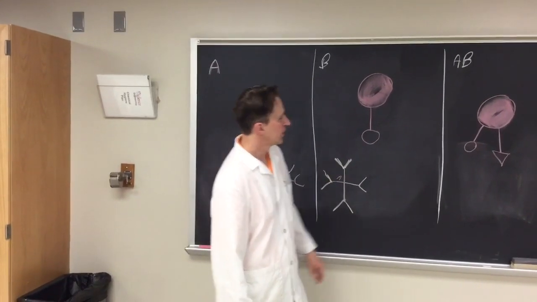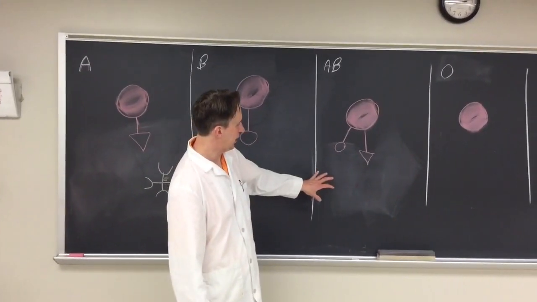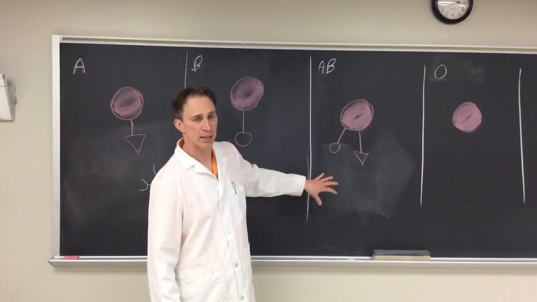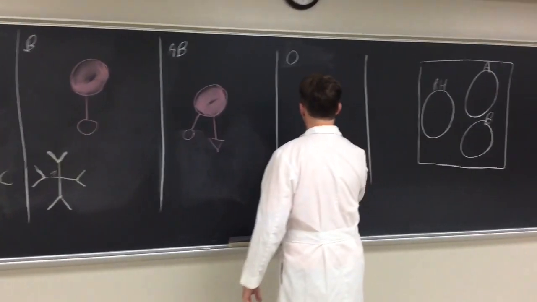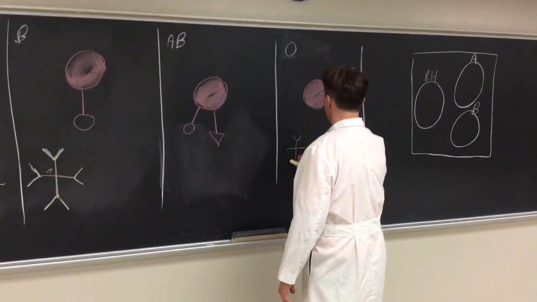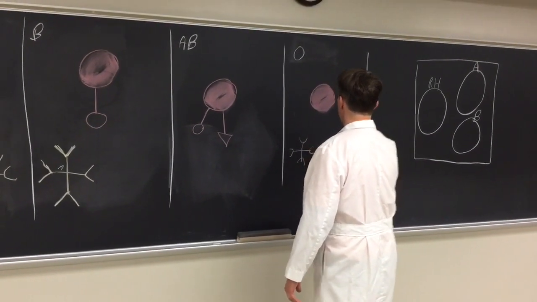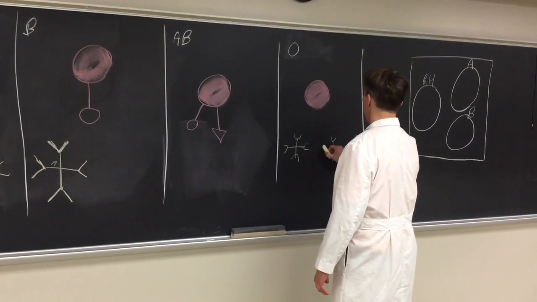agglutinate or stick together. If you're a blood type AB, you do not have any of these antibodies. If you're a blood type O, you have both floating around in there. So you have both the A and the B.